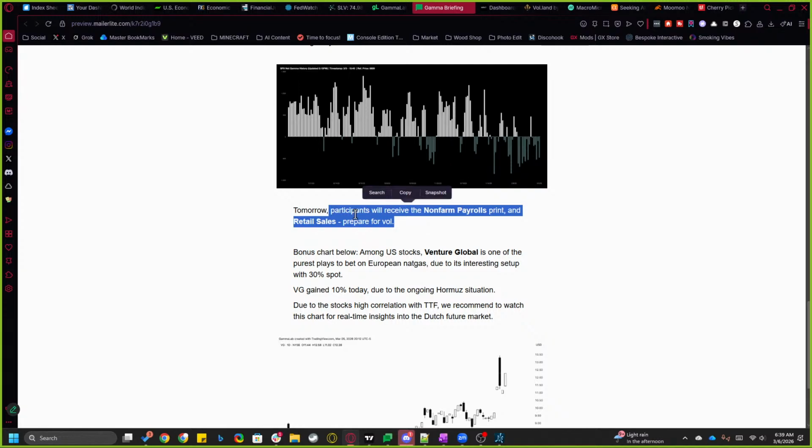Right there. It says tomorrow because it was written last night, but participants will receive the non-farm payroll print and retail sales. Prepare for volatility. It's because those numbers are so far off.